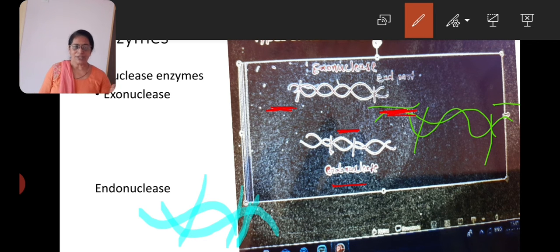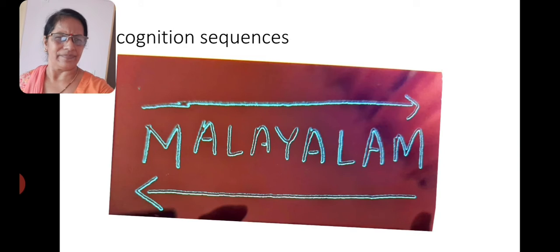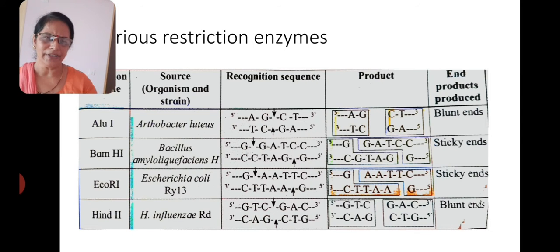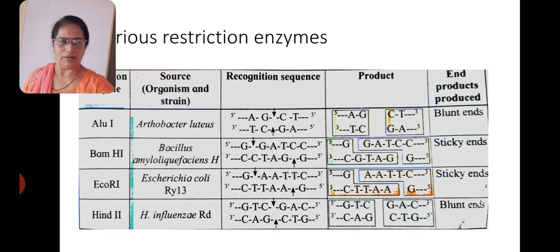And especially such restriction endonuclease enzymes kill the viral DNA. So in today's period, in COVID-19, this restriction endonuclease enzyme which is collected from bacteria may kill the viral DNA. Then there is the nomenclature, how the nomenclature is given to that endonuclease enzyme.